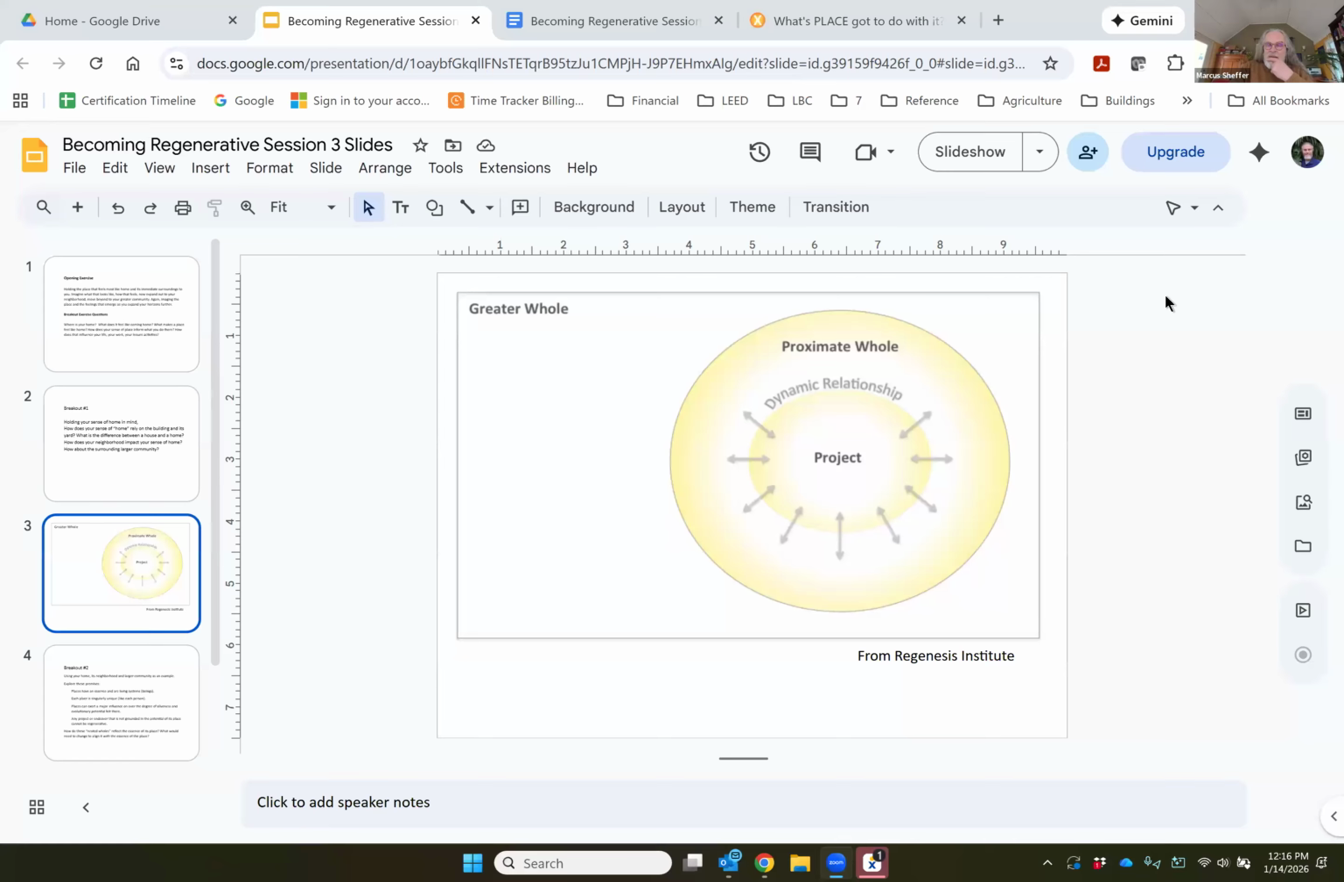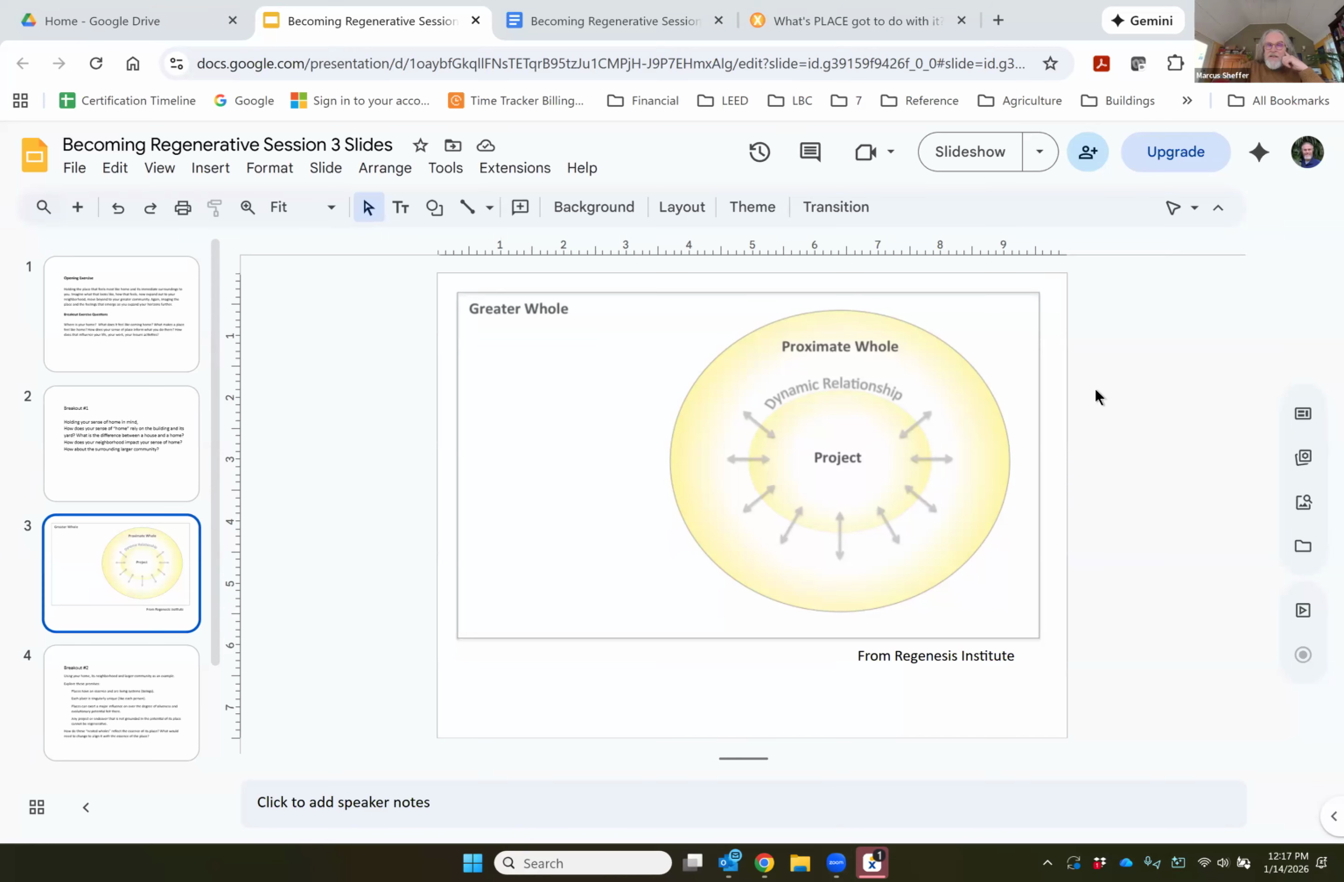There's this overarching framework that is generically referred to as three lines of work. We talked about this in the first session that we offered. This is a particular version of that.